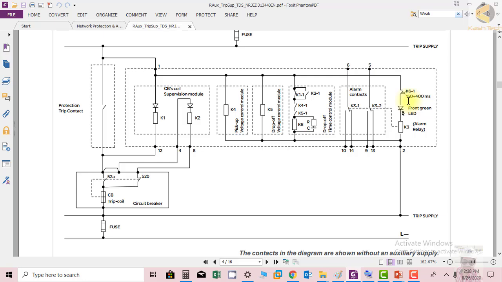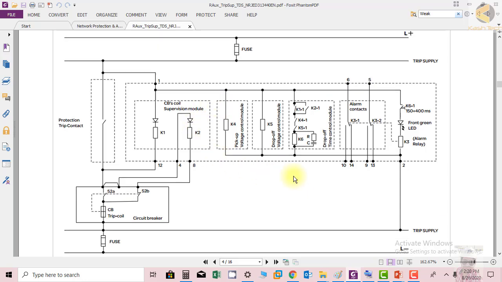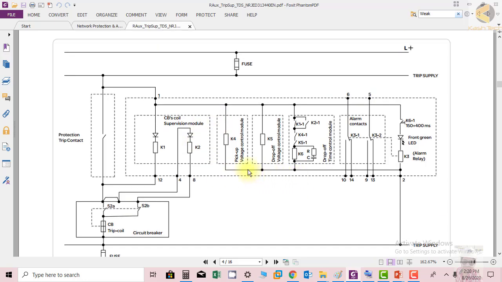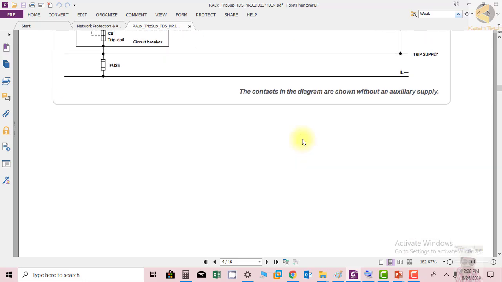If the pulse is less than this, the alarm will not be generated on transients or on jerks in the system or dips in the DC system. So instead of putting an RC circuit, which is a rather old technology, they have used the time delay relay here, and instead of using resistors, they are using diodes here, and they have an additional module of pickup voltage control module and drop off voltage control module. So these are basically the supervision relays from Schneider.